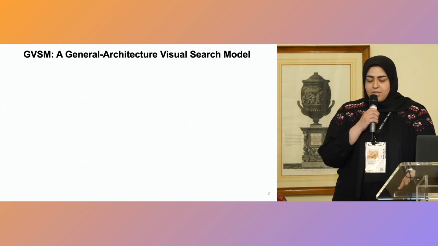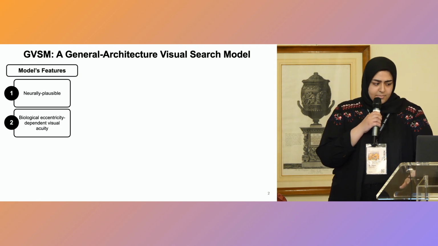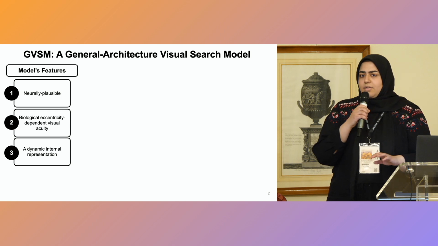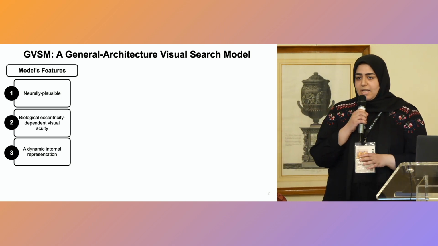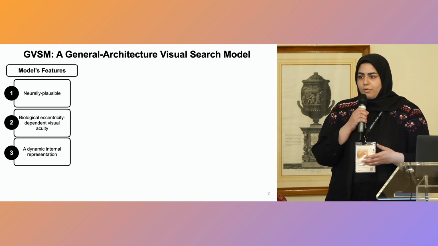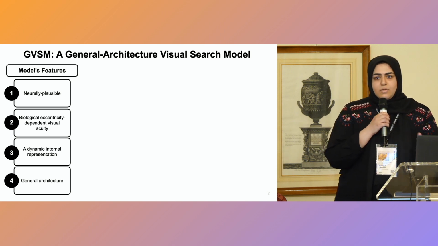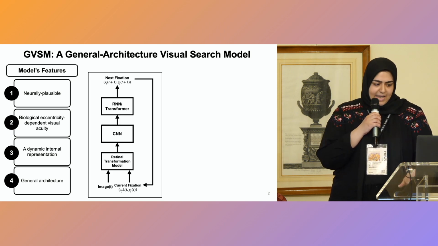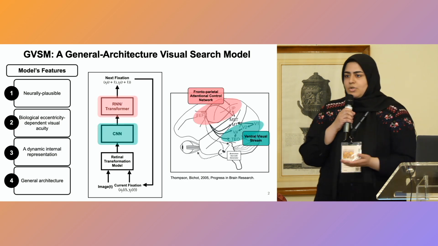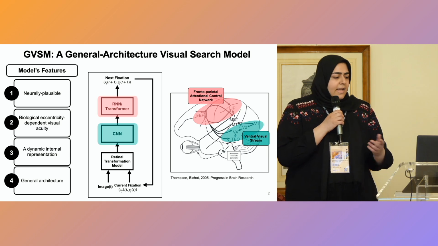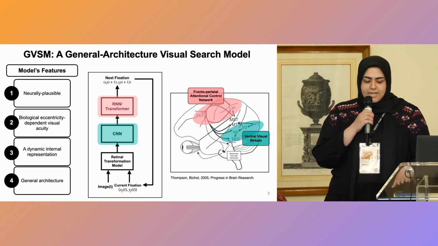To model this behavior, we used artificial neural networks to develop a model of visual search that is neurally plausible, takes into account biological eccentricity-dependent visual acuity, and has a dynamic internal representation that allows integration of information across fixations. Its general architecture allows for its extension to other visual attention and more general cognitive tasks. Here you can see the building blocks of the model, in which the CNN resembles the ventral visual stream in the primate brain, and the RNN takes on the role of the frontoparietal attentional control network in guiding fixations.